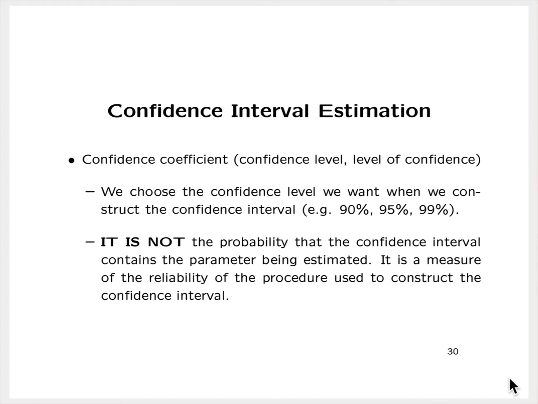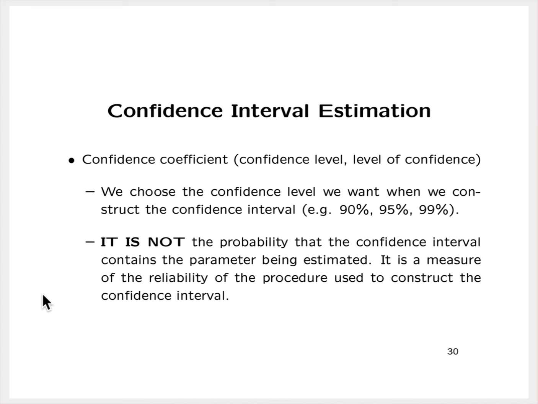Now, the confidence coefficient, or the confidence level, is a value that we choose when we construct the interval. Now, typical values of confidence coefficients or confidence levels, which again are expressed as percentages, are, let's say, 90%, 95%, 99%. Now, when we think about the confidence coefficients, we have to be careful about how we think about this.